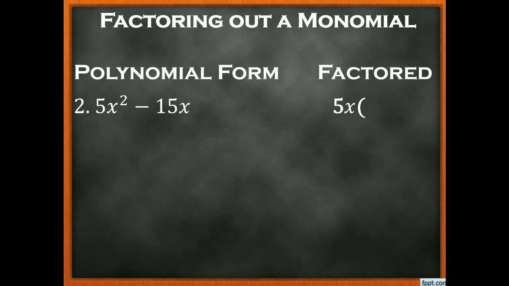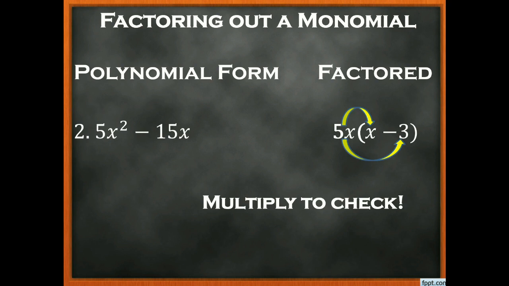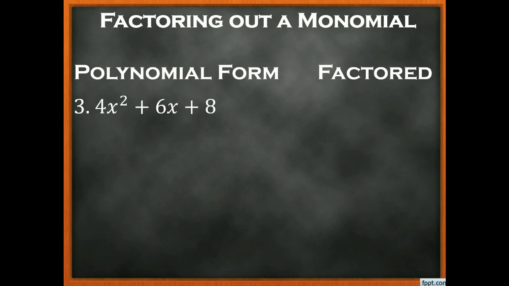And then in the quantity, we divide 5x squared by 5x, and then we have x. We divide negative 15x by 5x, and that is negative 3. Therefore, our answer is 5x quantity x minus 3. To check, you have to multiply 5x by the terms inside the quantity. Next, number 3.